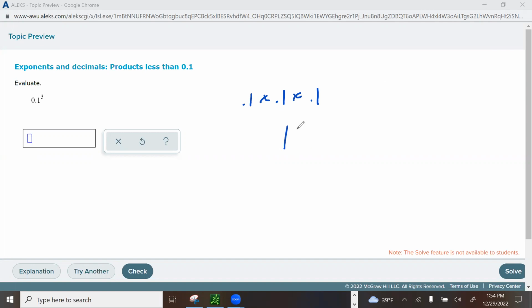So my answer is not going to be 1 or 0.1 because I need to have 3 digits to the right of the decimal point in my answer. So that means I've got to slip in a couple of zeros here. And now I've got 1, 2, 3 digits to the right of the decimal point.